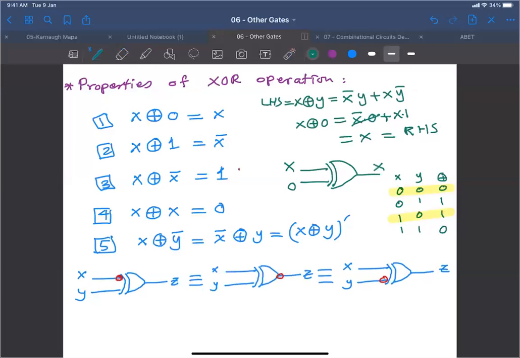By the same thing, you can argue, well, what is X XORed with 1? Using the truth table, you can arrive at the same conclusion.